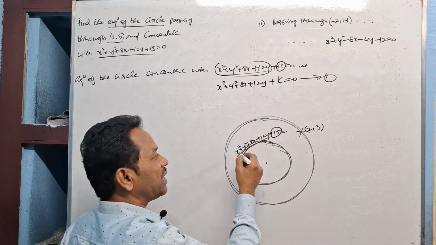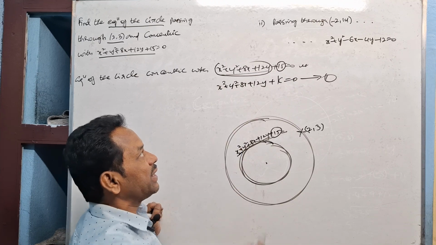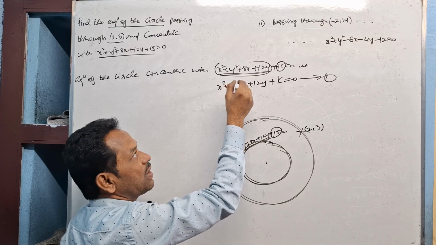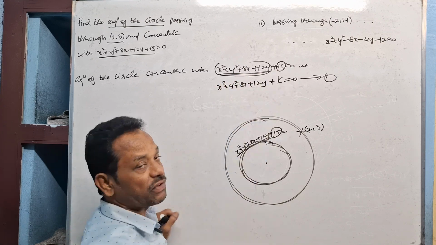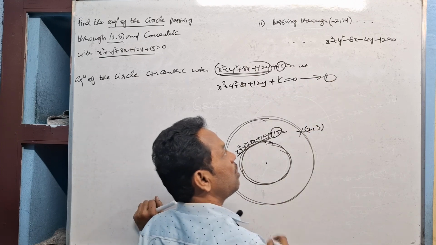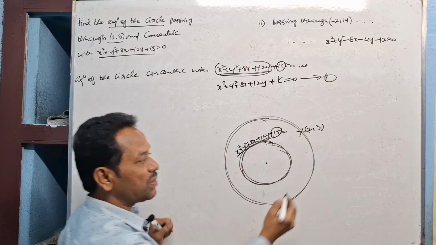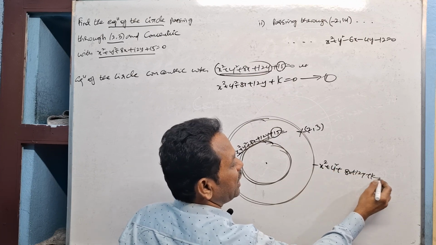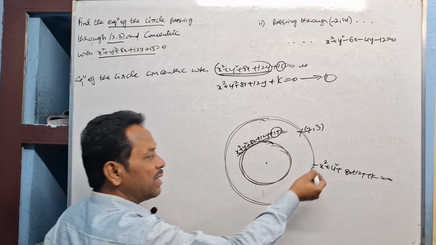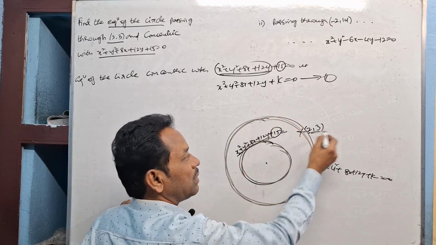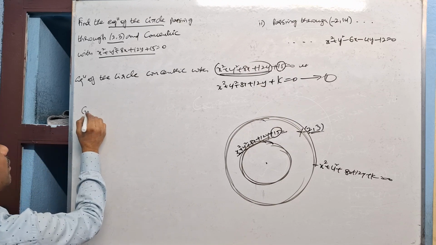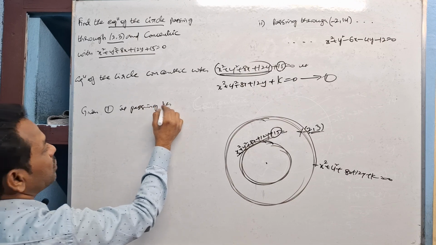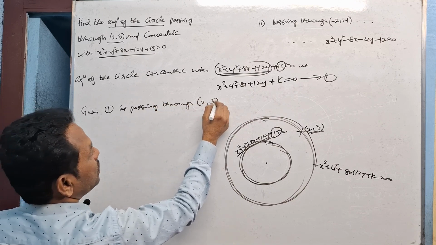So here our given circle is x square plus y square plus 8x plus 12y plus 15 equals 0. Let me keep all the 4 terms the same, x square plus y square plus 8x plus 12y plus, in the place of 15, let me take k equal to 0. Now I need the value of k. Now this circle is x square plus y square plus 8x plus 12y plus k equal to 0. Given that this circle is passing through 2 comma 3.